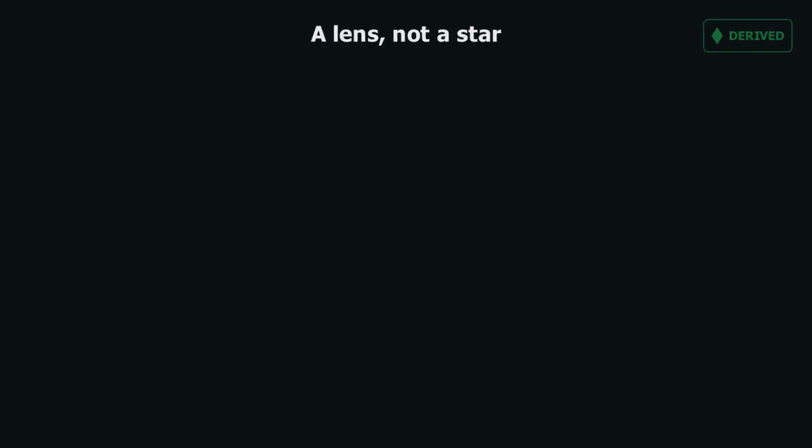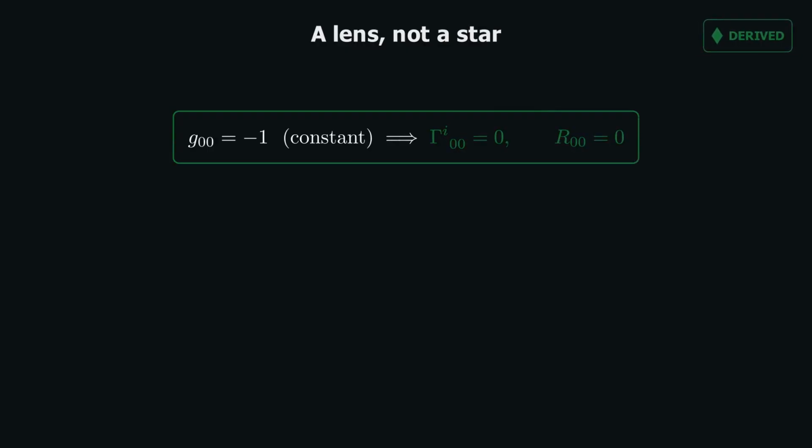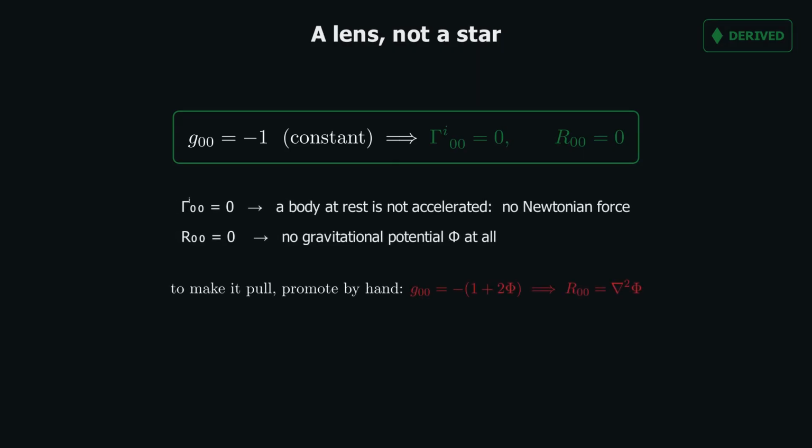And now the defect in the birth certificate. Look again at the metric: the lapse is constant. Γⁱ equals -1 everywhere, whatever the stiffness does. A metric like that is called ultrastatic, and for it two things vanish identically, the Christoffel symbol gamma I00, and the time-Ricci component R00, both derived, both provable in a line.